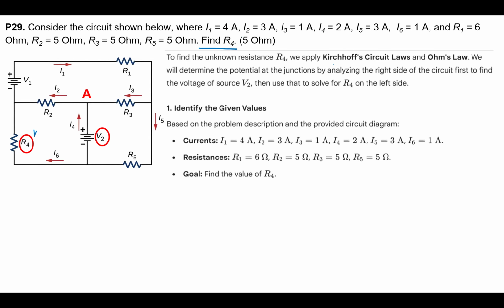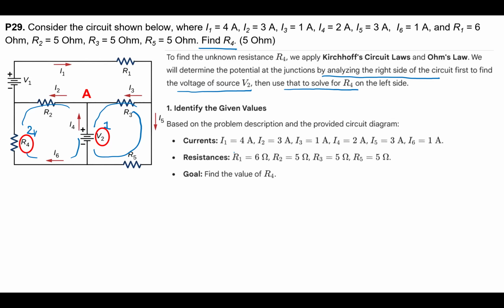So what we are trying to do is determine the potential at the junctions by analyzing the right side of the circuit first to find out the voltage of the source V2. Okay. And then we are going to find out R4 on the left-hand side. So in this loop, we are going to find out V2. And then once V2 is found, from this loop we are going to find out what alpha is, number 2. Okay, that's the strategy.